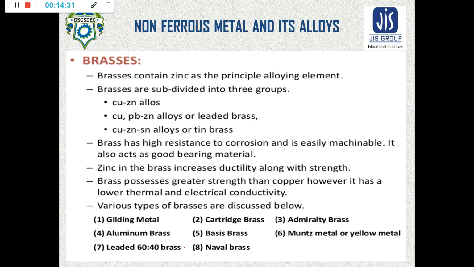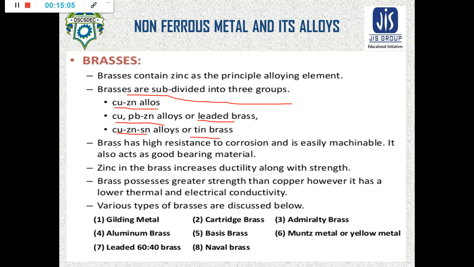First, brass. Brass contains zinc as the principal alloying element. That means when we add copper with zinc, that gives us brass. Brass is subdivided into three groups. First one is CuZn alloy, meaning copper zinc alloy. This is the purest form of the brass. Next is copper, zinc and lead alloys or leaded brass, and there is copper, zinc and tin alloy or tin brass.